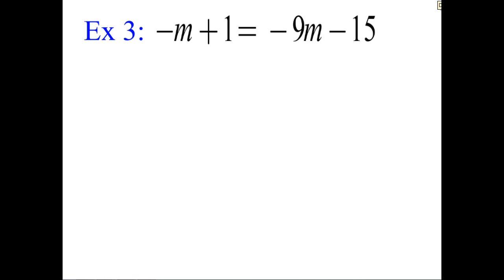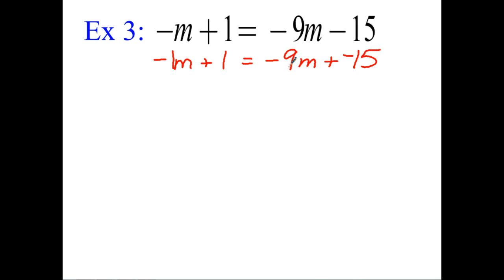Okay. Let's rewrite it. Negative m plus 1 is equal to negative 9m, and I'm going to change that to plus negative 15. All right. This is a negative 1m, negative 9m. So this is a higher number, right? Negative 1 is actually above negative 9. This is 1 below 0. This is 9 below 0.